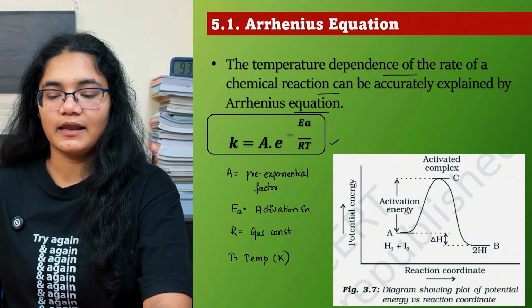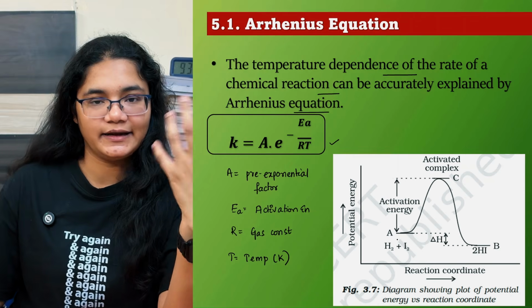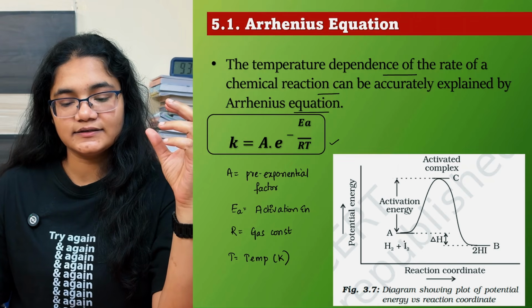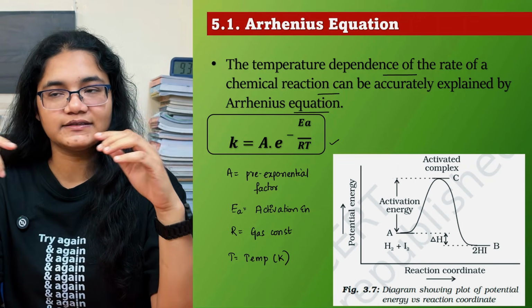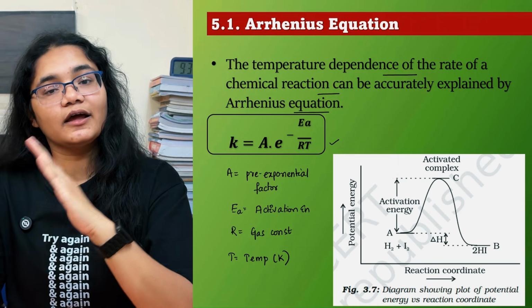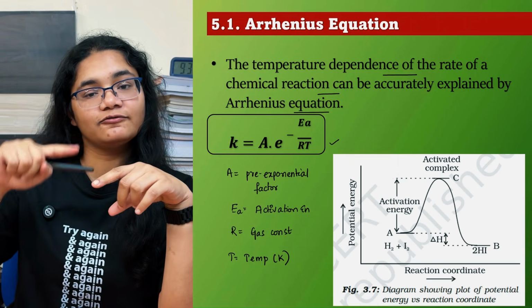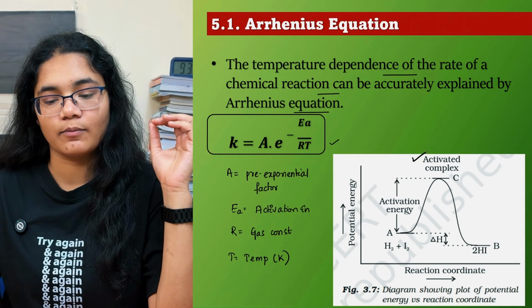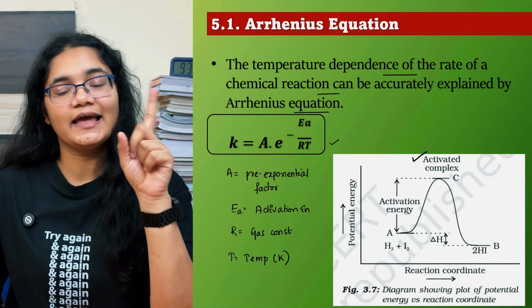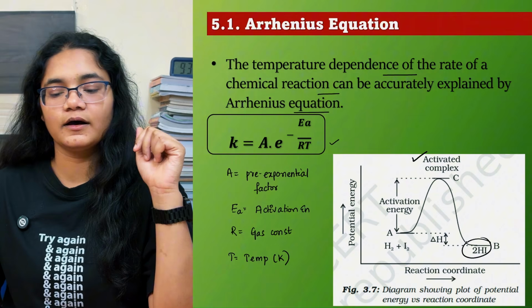Okay, now what will happen? Arrhenius theory tells us that when the reactants are reacting to give products, they are not directly converted into products. Rather, they are first converted to an activated complex or an intermediate complex, and this is then converted to the product.